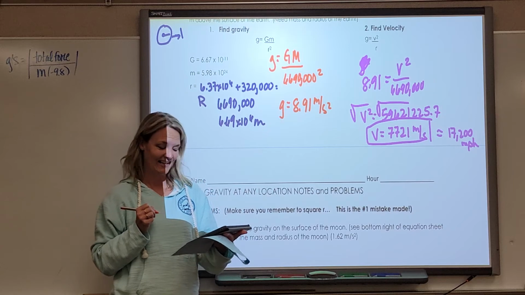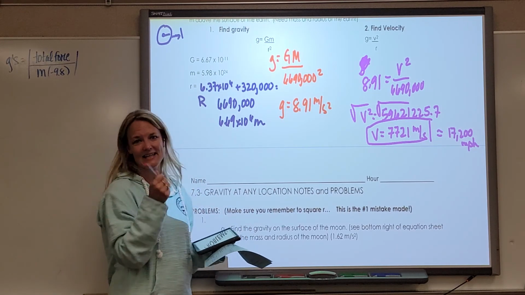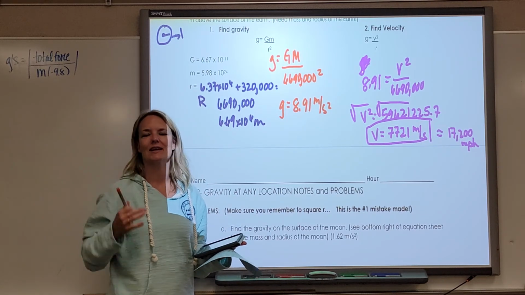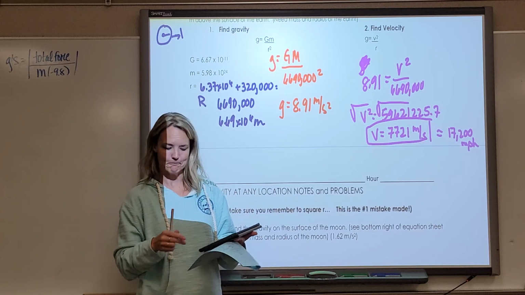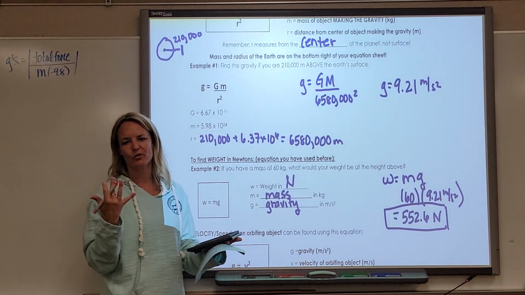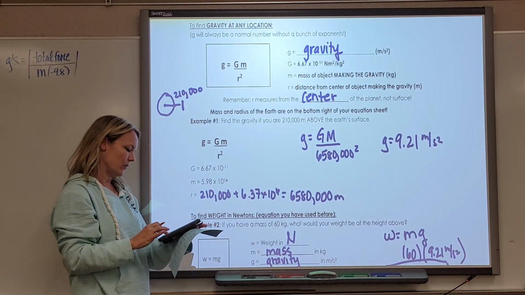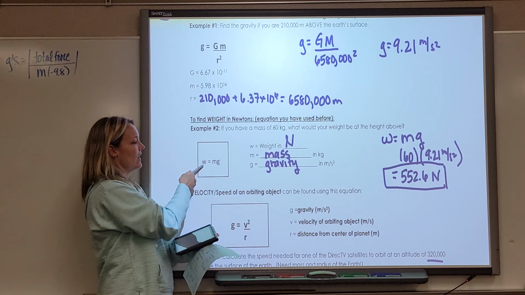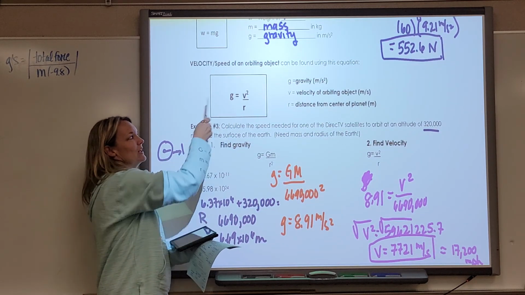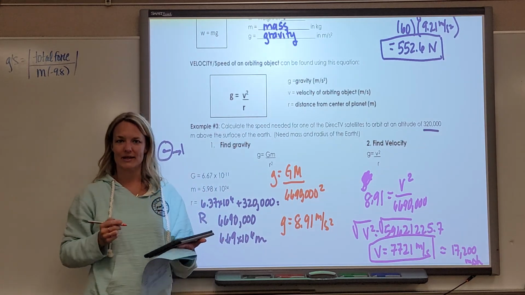Super, super fast. It needs to move very, very quickly in order to maintain that speed, and they're constantly accelerating it in order to get it up to the speed that it needs to maintain. All right, so 3 new equations. Well, I guess 2 of them are new, 1 of them is old. Our gravity at any location is that one right there. Once you know the gravity, you can find the weight in newtons. And finally, if you want to know the speed of an orbiting object, what it needs to maintain, you can use this one right here.